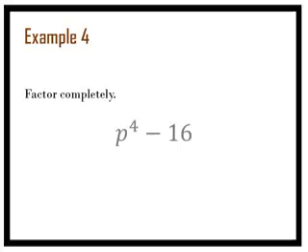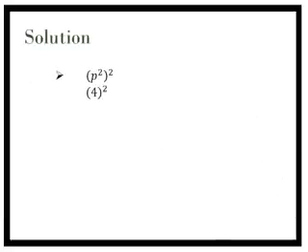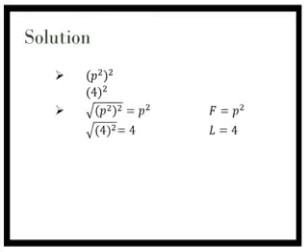Example 4, factor completely p raised to the power of 4 minus 16. Step 1 is to express each term into its squares. So our first term would be p squared quantity squared, and our last term is 4 quantity squared. And we need to find the principal square root of those. So our first term is p squared and our last term is 4, by extracting the principal square roots of those.